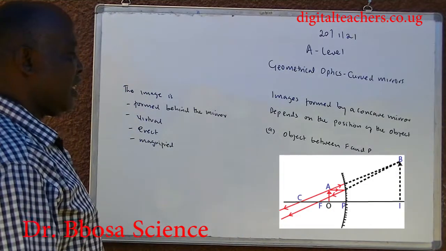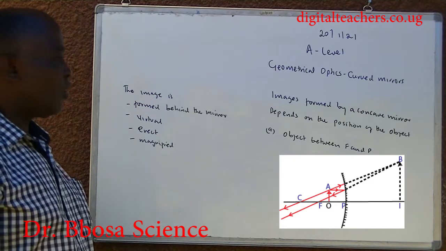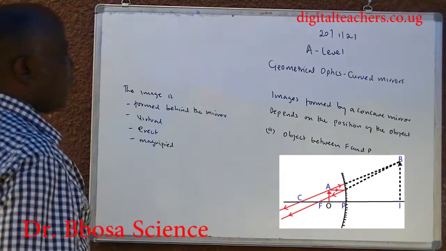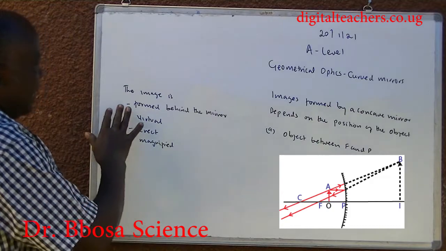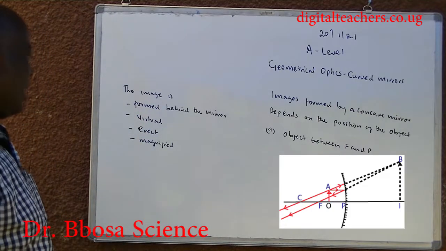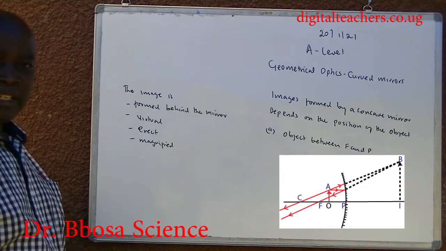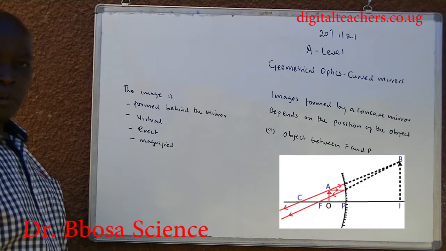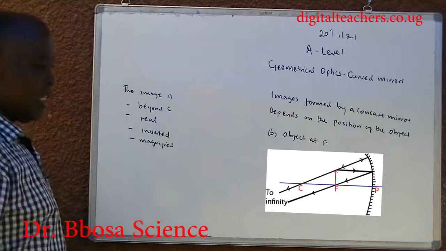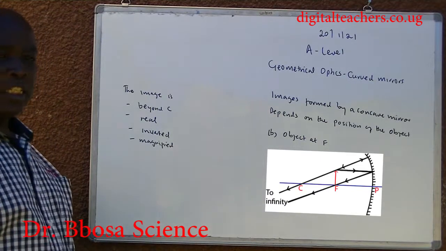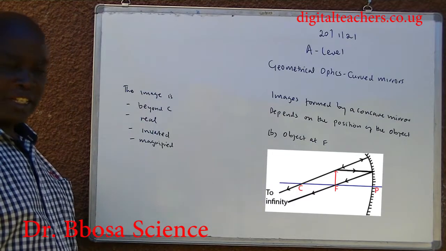Images formed by a concave mirror depend on the position of the object. A. Object between F and P. The image is formed behind the mirror. It is virtual, erect, and magnified, bigger than the object. B. Object at F. The image is at infinity. It is real, inverted, and magnified.